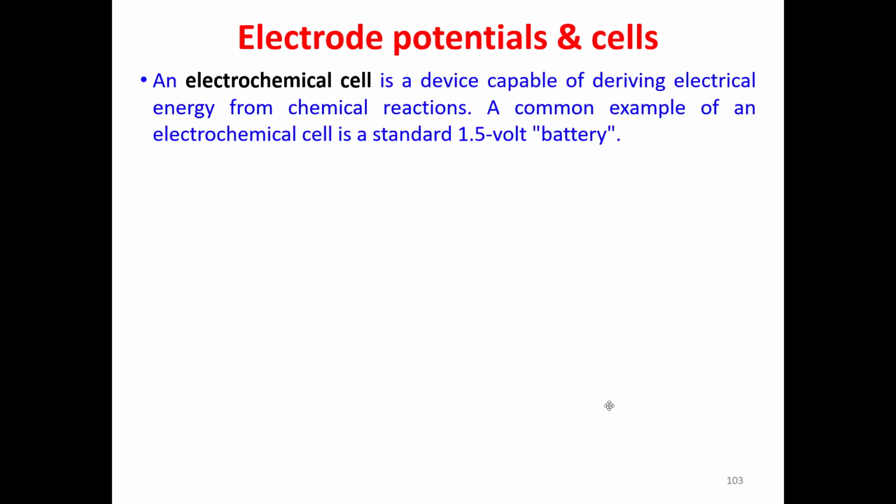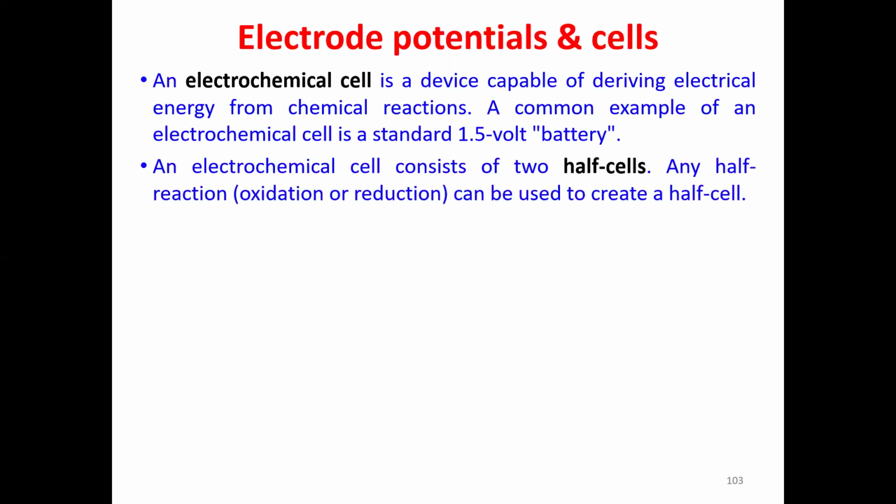Then I put the concept of electrode potential and cell. What is an electrochemical cell? Electrochemical cells include the modified versions we are using nowadays, like batteries and dry cells. The conventional electrochemical cell involves a pair of electrodes. One electrode will behave like a cathode, and one electrode will behave like an anode. When you design an electrochemical cell, you actually make two half cells.